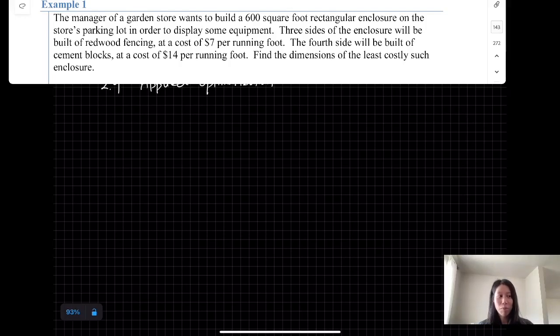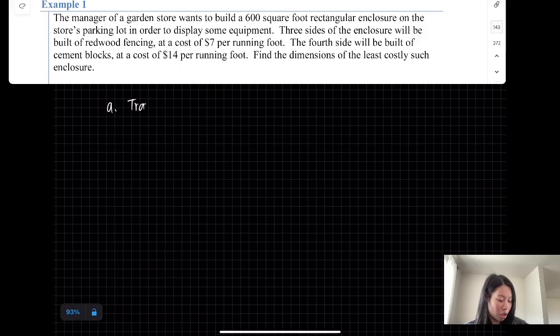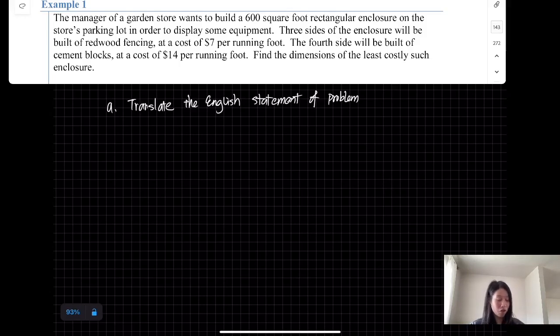So for this story problem, there are some techniques. The first step is you want to translate the English statement of the problem line by line into a picture to visualize the problem, if applicable, and or into math. That is often the hardest step. So now let's take a look.